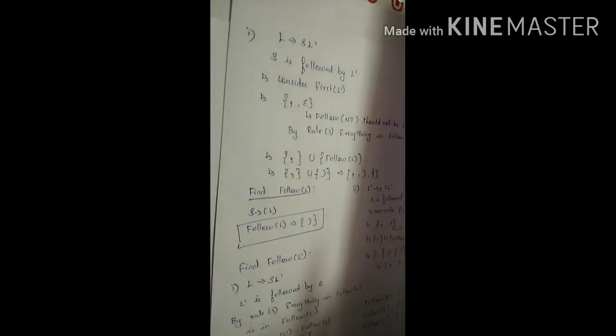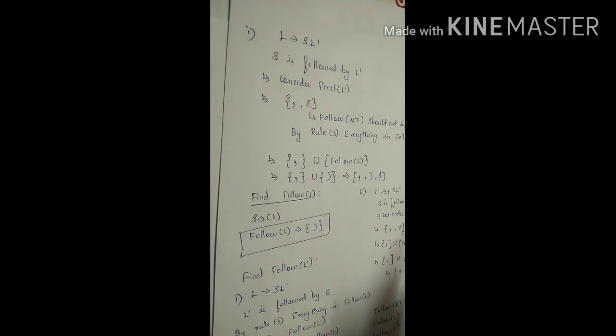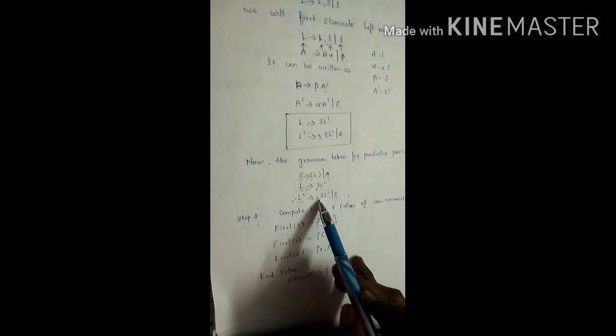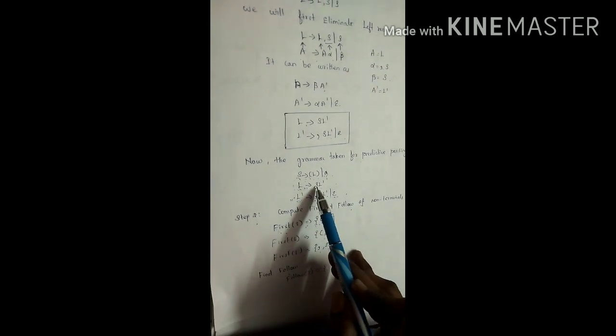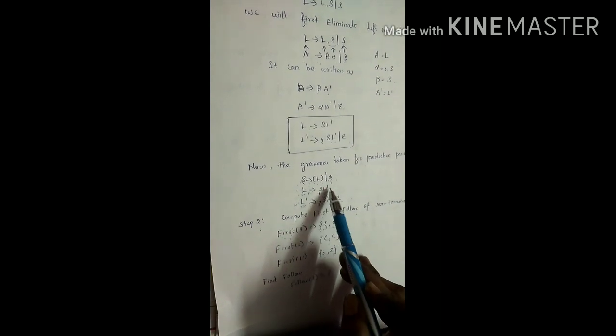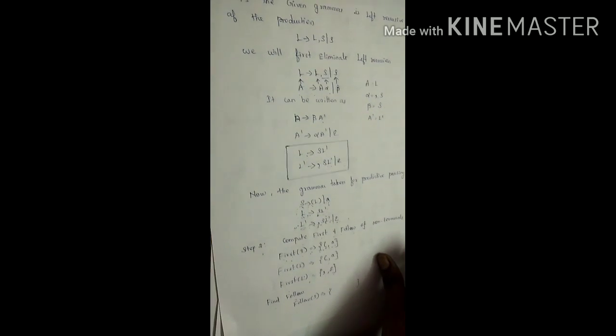To find follow of S, we have to see the productions. The production should contain S on the right hand side. Here we have two productions: one is L tends to S L dash and the other one is L dash tends to comma S L dash. These two productions contain S on the right hand side, so we need to use these two productions to find follow of S.